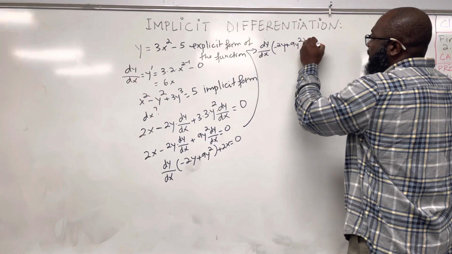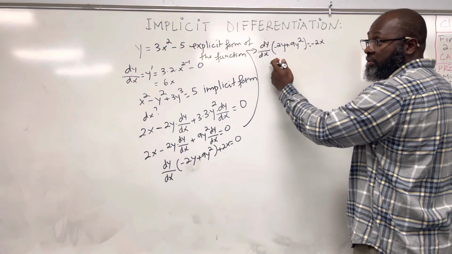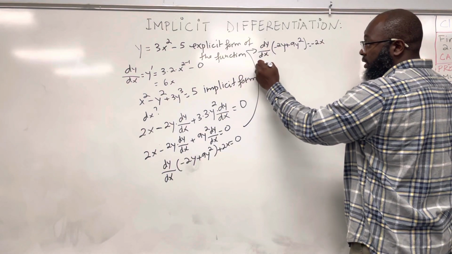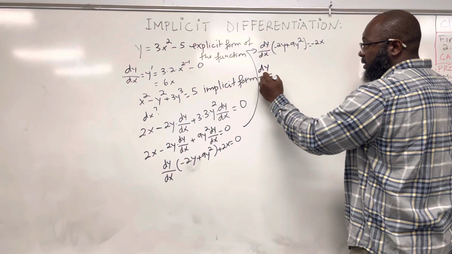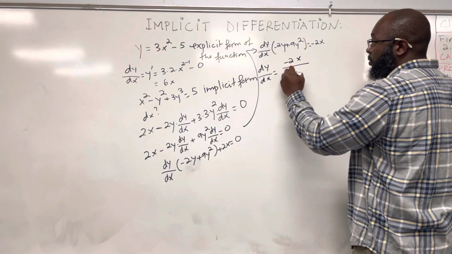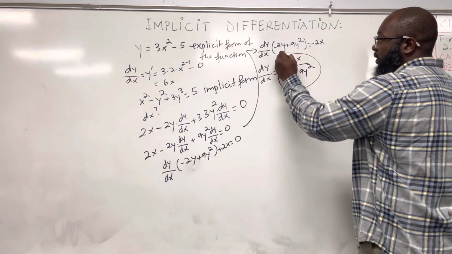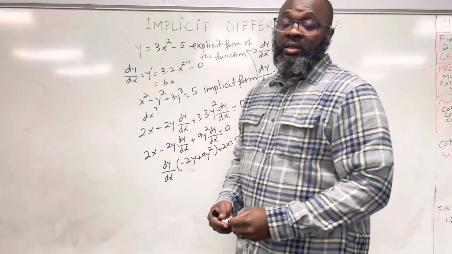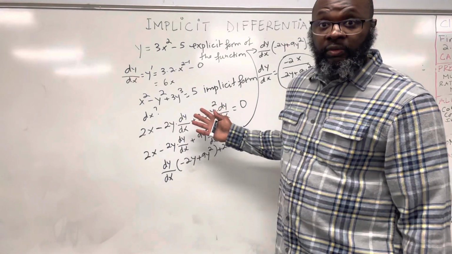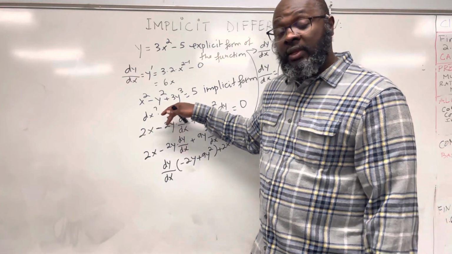equals negative 2x. And now to solve for dy over dx, I'm just going to divide both sides by this expression. So it's going to be dy over dx equals negative 2x over negative 2y plus 9y squared. And this is how you use implicit differentiation to find the derivative of a function where y is not clearly defined. Okay? So that's it for today.